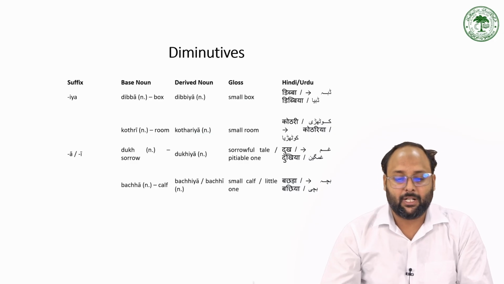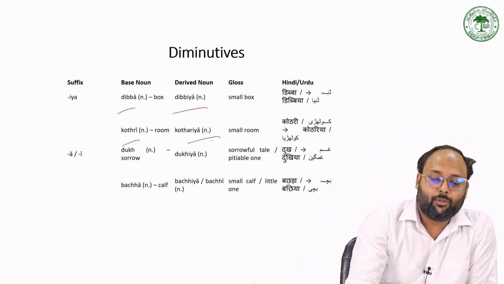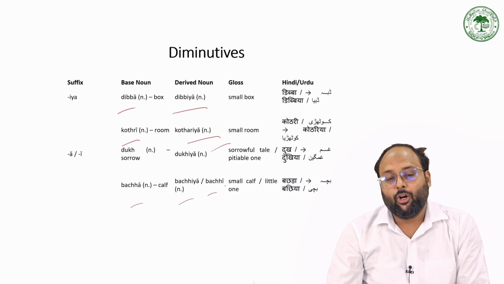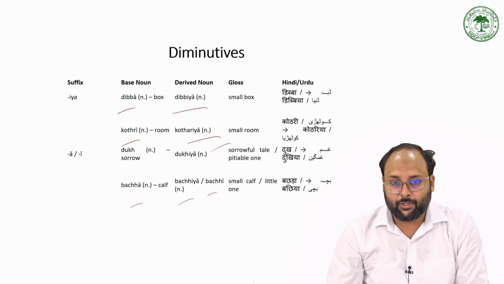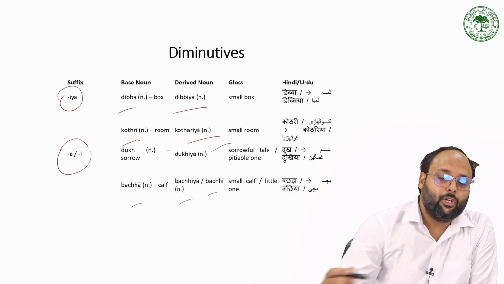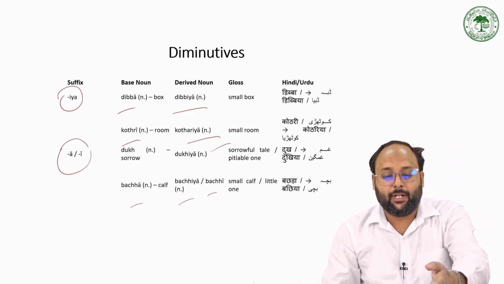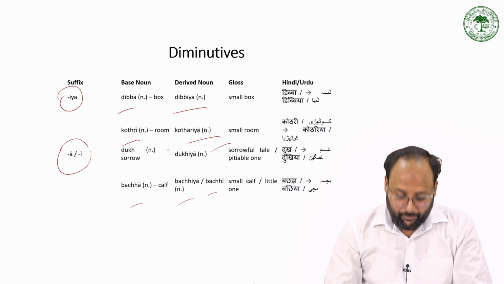So we have examples like dibba changed into dibya, kotri changed into kotriya, and dukh changed into dukhiya, bachcha changed into bachchiya or bachchi or bachchu. So these are the examples under the diminutives. So we are adding some ya suffix and some a and e suffix for creating those kinds of diminutives in Urdu Hindi.